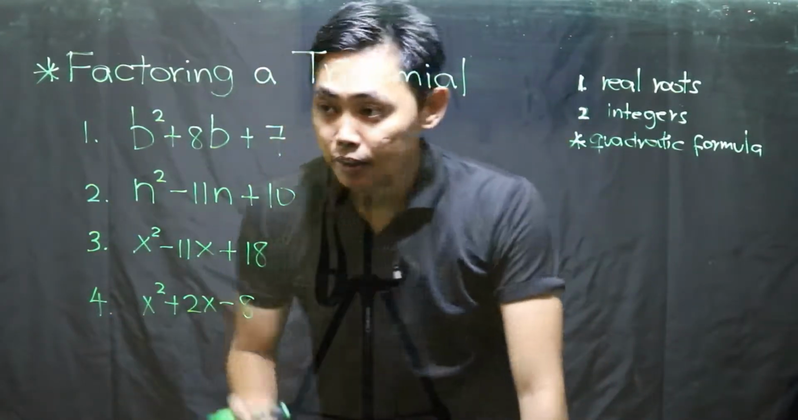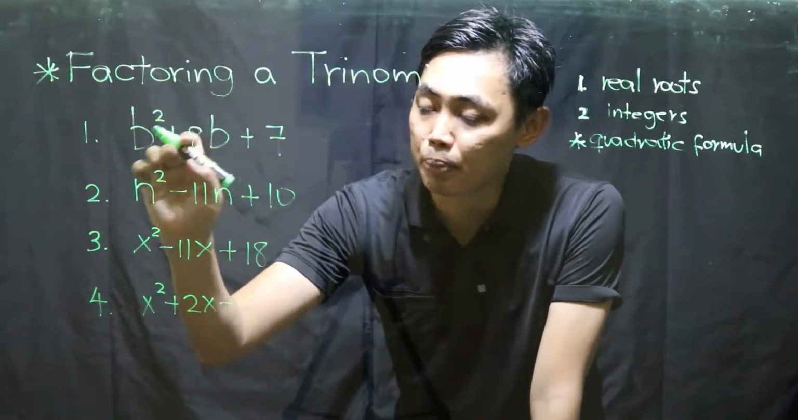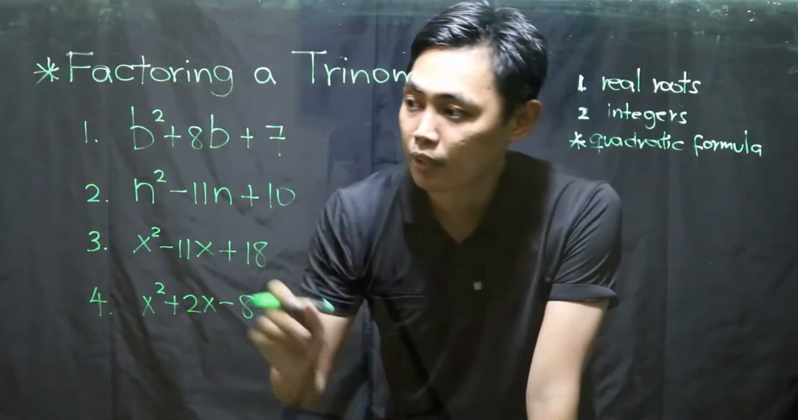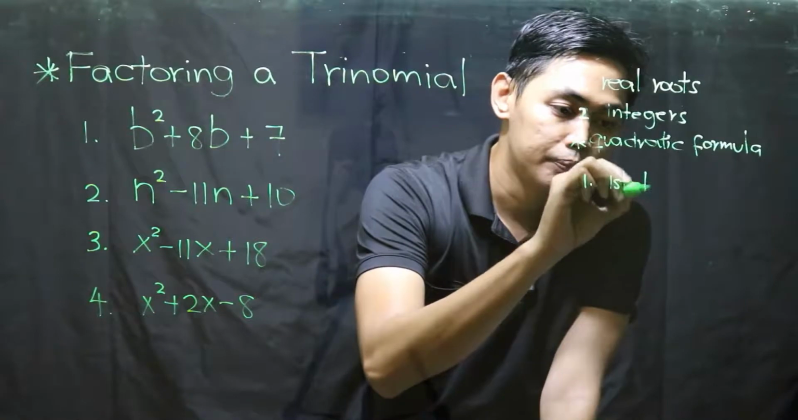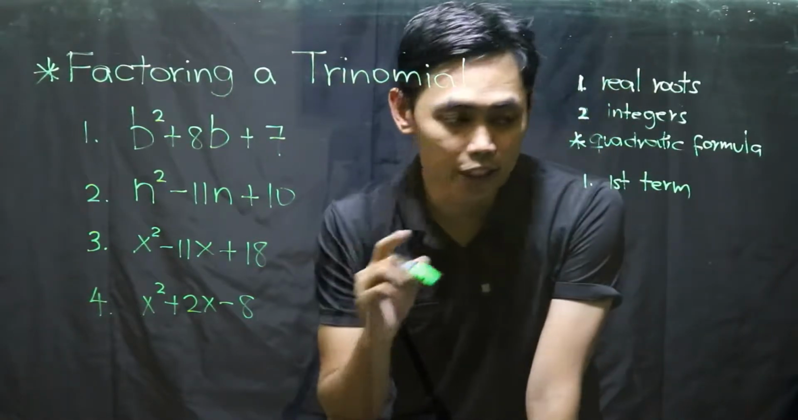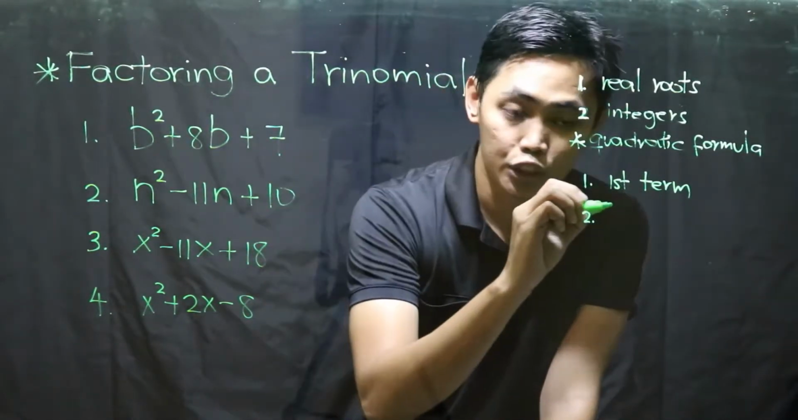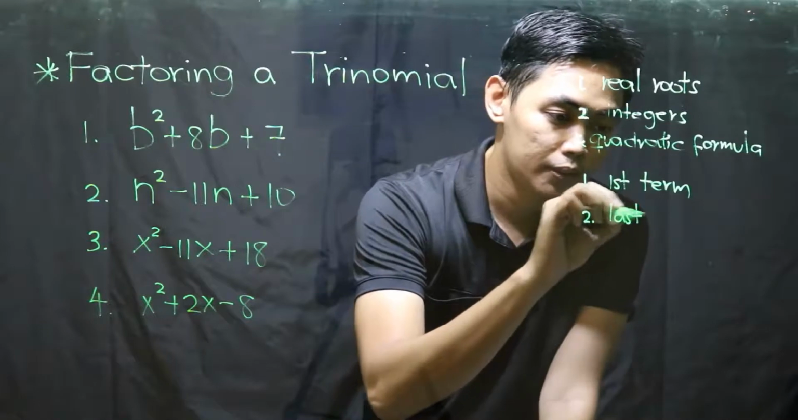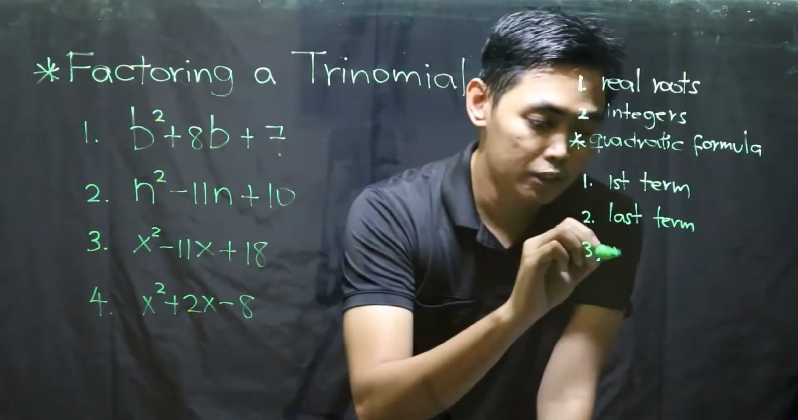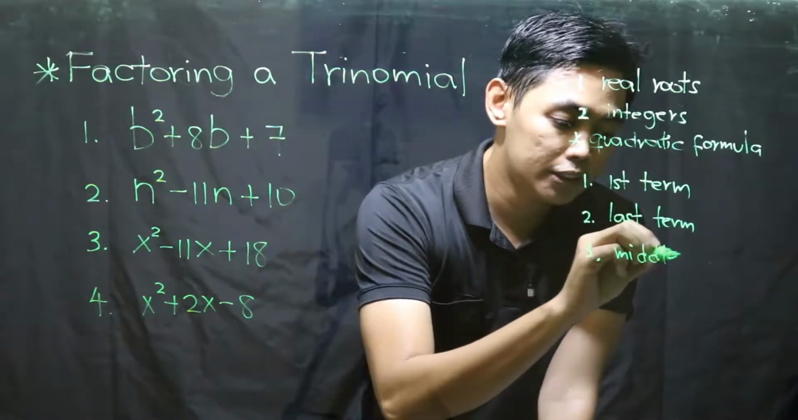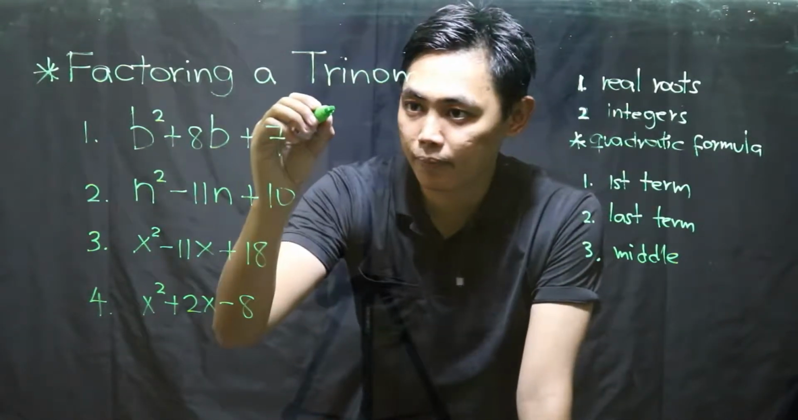So the first expression is b squared plus 8b plus 7. To factor this, you need to look at the first term. Second, you will need to consider the last term. And further, you will need to look at the middle term. So this is actually the chain of priority. So let's solve number 1 here.